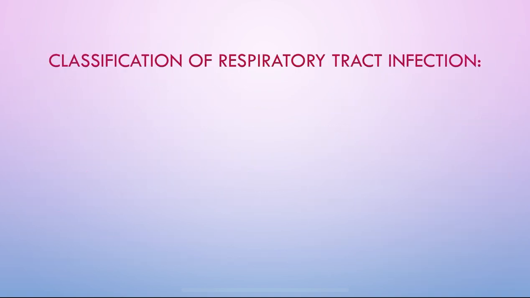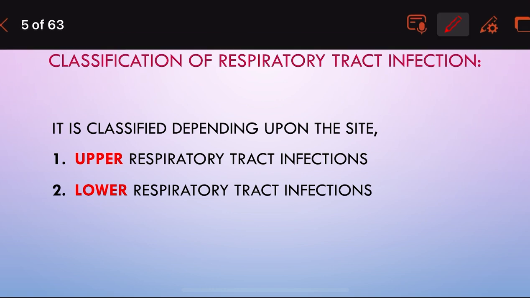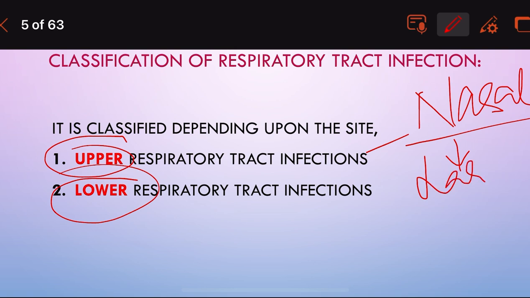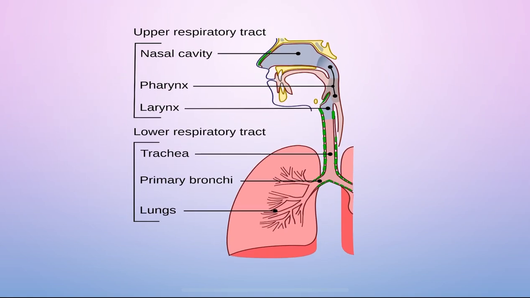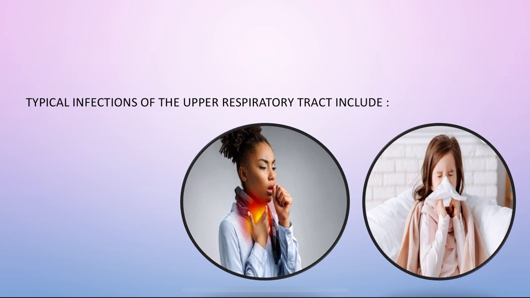The classification of respiratory tract infections. They are classified depending upon the site. We have already discussed the two sites. They are upper respiratory tract and the lower respiratory tract. Upper respiratory tract from the nasal cavity or sinuses to the larynx, and the lower respiratory tract is from the larynx to the alveoli. We see the nasal cavity to larynx, trachea to lungs.